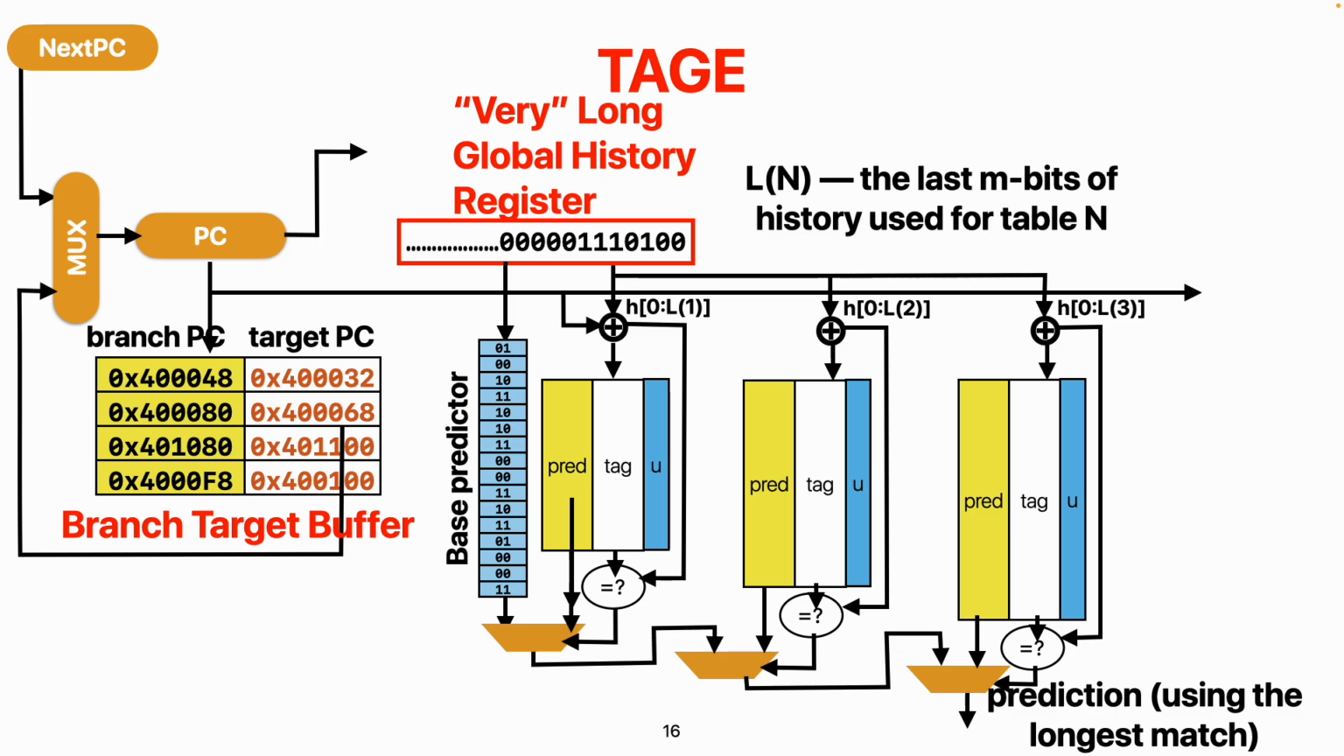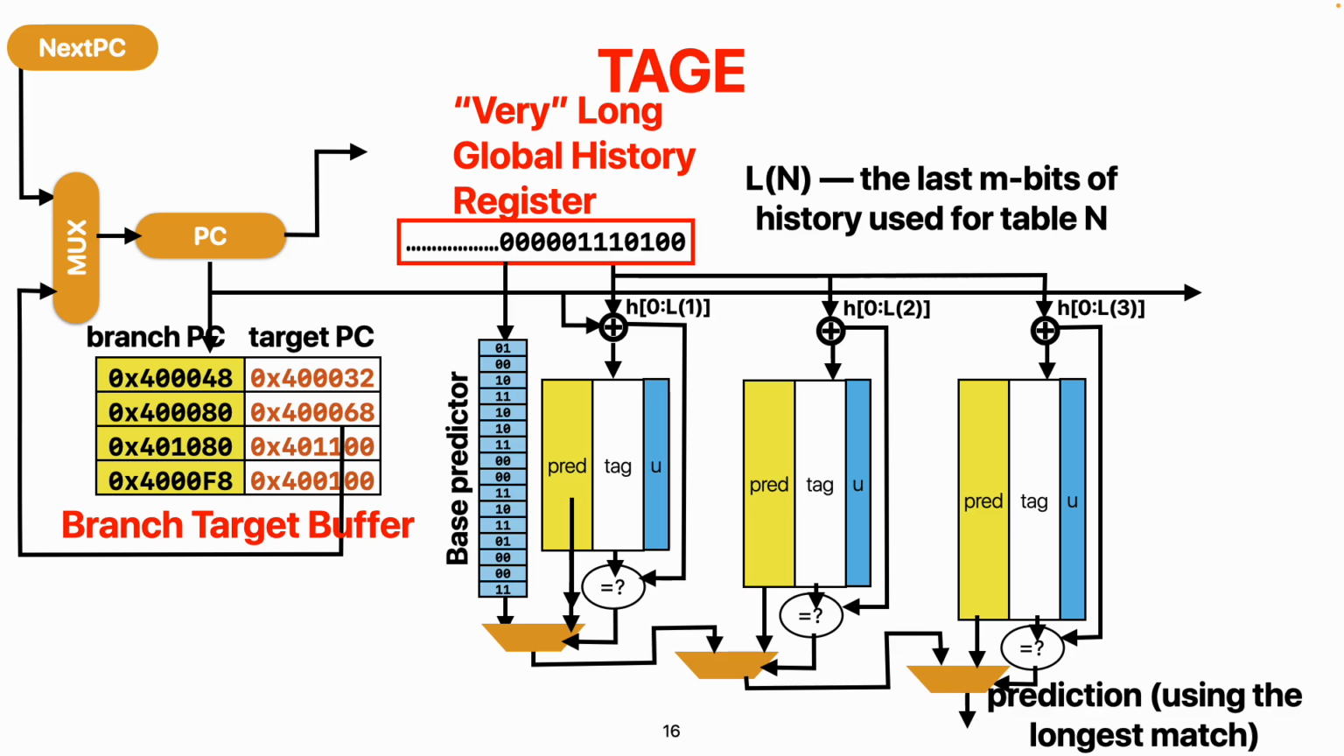One is the base predictor. You can consider this potentially like a global predictor with very short history, or a local predictor that trains each PC with its own states. So the base predictor gives you some kind of prediction. However, there are also predictors that are indexed based on different history lengths. By history length, I mean you would have predictors taking different lengths from your history to make a prediction.